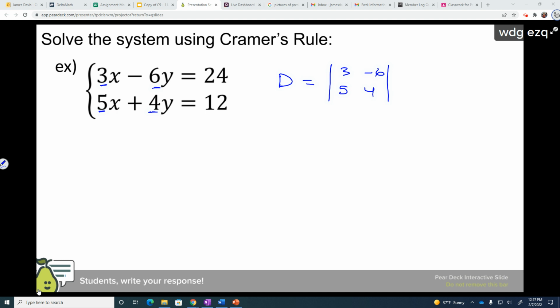To find the determinant, you do some cross multiplying. You do 3 times 4, so that's 12, minus 5 times -6, -30. The middle sign is always a minus. So that becomes 12 plus 30, 42.